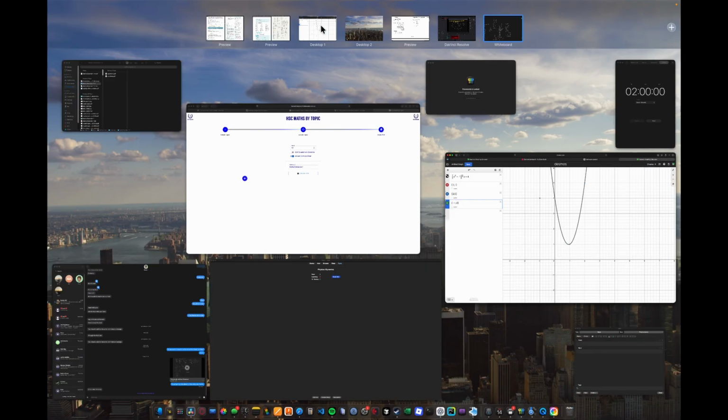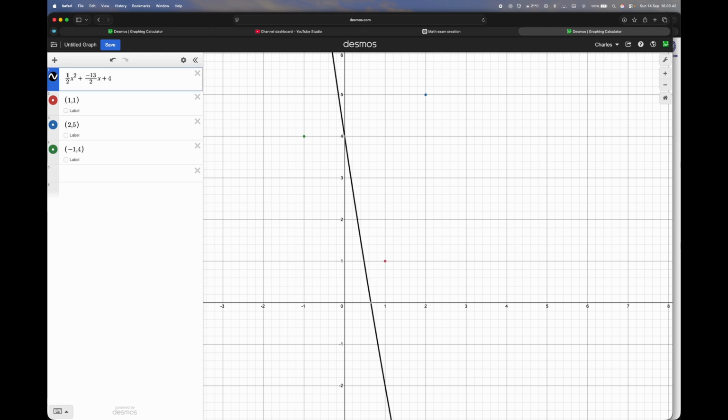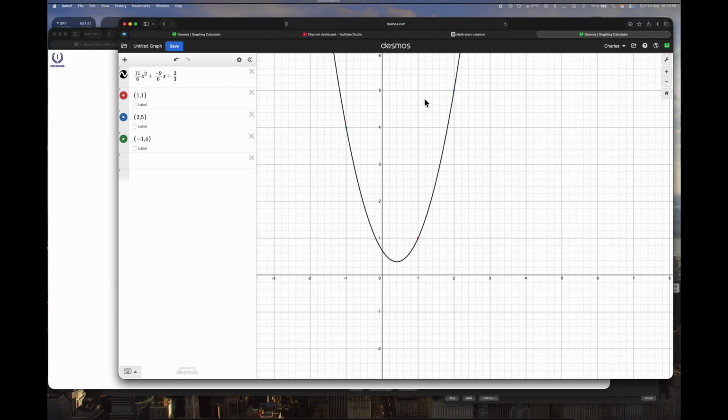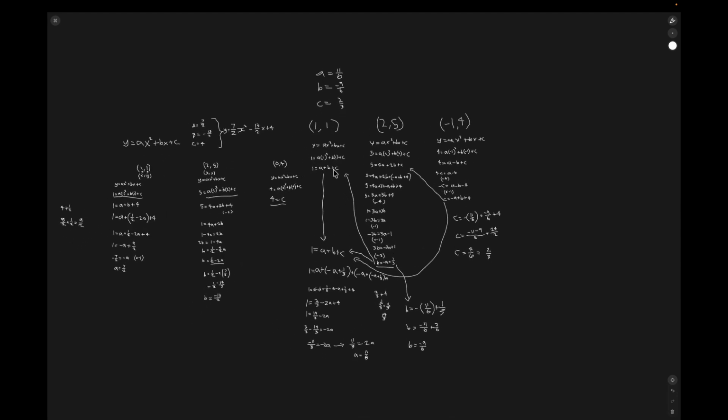Let's chuck that into our Desmos. So 11 on 6, negative 9 on 6, plus 2 on 3. I really hope this works. Look at that. Straight through all of our points. There we go. That there is how we do it.